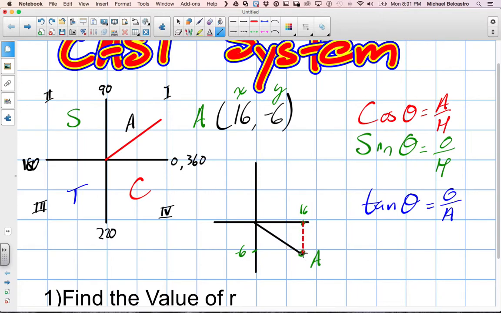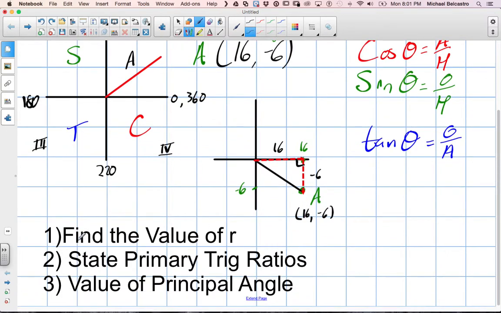The distance from here to here and the distance from here to here help us create a right angle triangle to help us find that distance. What's good about this is the coordinate itself, 16, -6, tells us the lengths of the legs of the triangle. So this height here is -6, and this length here is 16. If we have a triangle, we can put it into the Pythagorean theorem. The very first question is: find the value of R. So that's what we're working on.